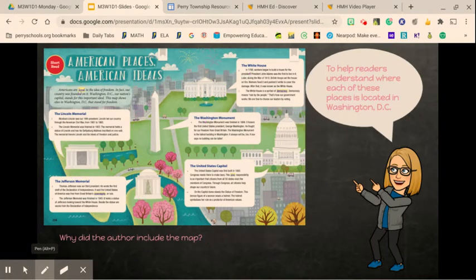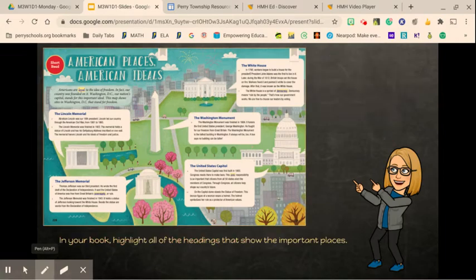Why did the author include the map? Well, the author included the map to help readers understand where each of these places is located in Washington, D.C., like I said. All right, so in your book, I want you to highlight or underline all of the headings that show important places. So you should be underlining all of these blue ones: the Lincoln Memorial, the Jefferson Memorial, the White House, the Washington Monument, and the United States Capitol. Those are all the headings.